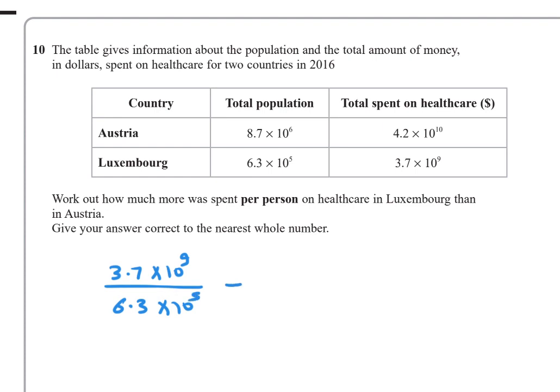We can do the same for Austria. Divide the total spent by the total population to find the money spent per person. So 4.2 times 10 power 10 divide 8.7 times 10 power 6. Now calculate. The answer will be 1045 to nearest whole number.